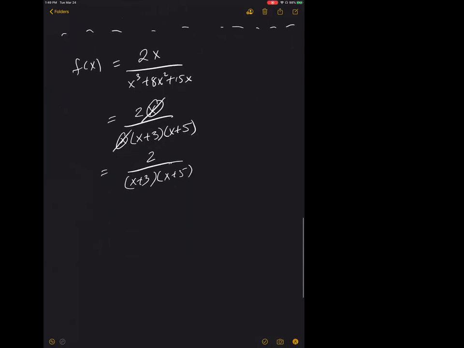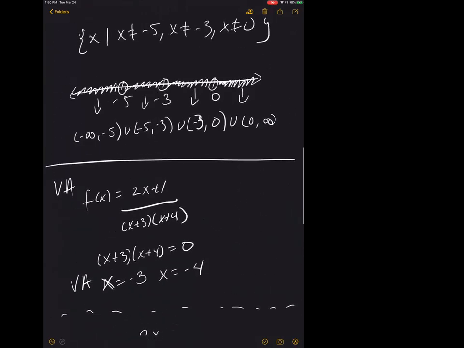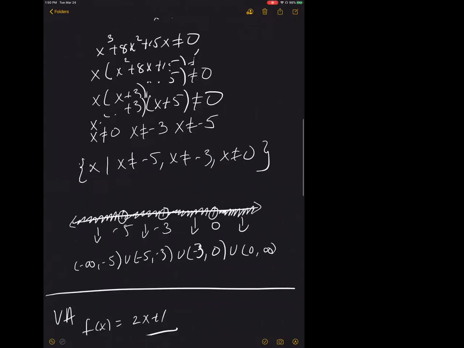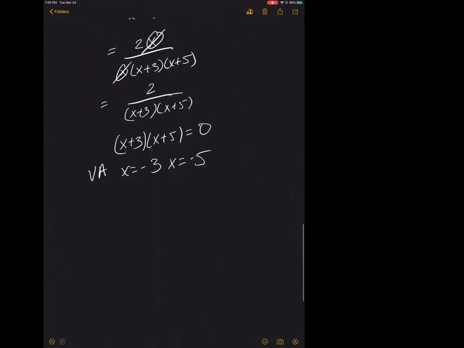And so now I can set my denominator equal to 0. And so I get x is equal to -3, I get x is equal to -5. This graph again has two vertical asymptotes. So although the domain had 3 pieces to it, the domain was 0, -5, and -3, because of the simplification, I lost a vertical asymptote. And so this graph ends up only having 2 vertical asymptotes instead of 3.